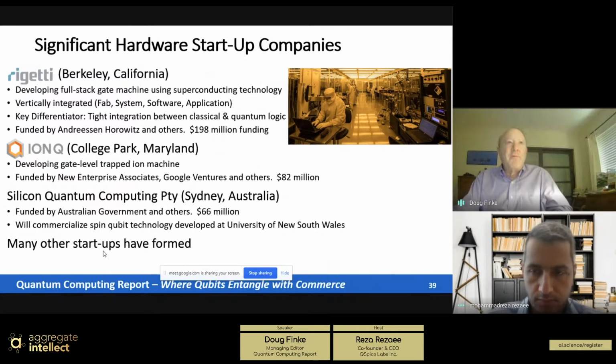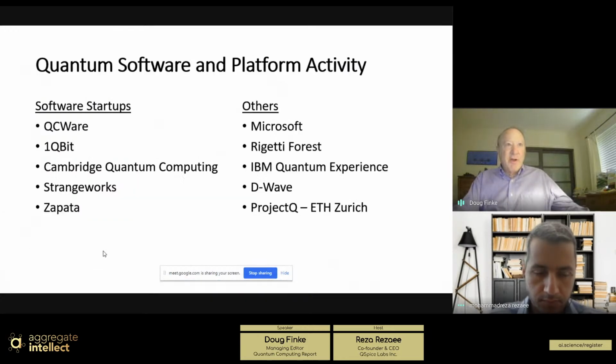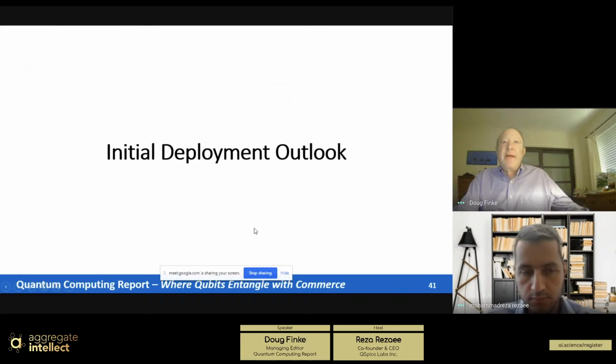Some of the more well-known ones are Rigetti in Berkeley, California, IonQ, and Silicon Quantum Computing in Australia. There are several in Europe. These are hardware players. We have software players, QC Ware, 1QBit, and others. They're developing algorithms that run on this hardware. Others provide various platforms and other programming environments.